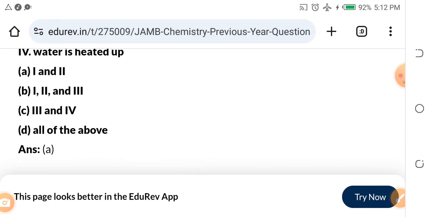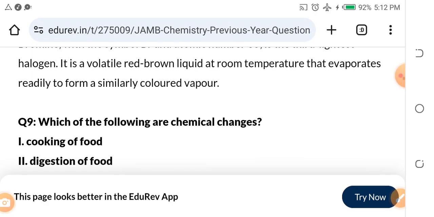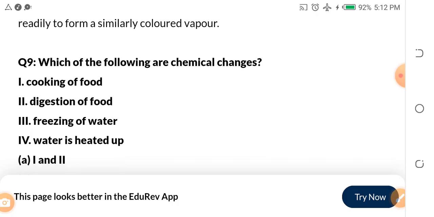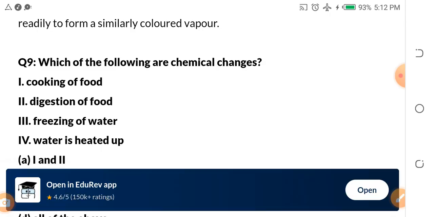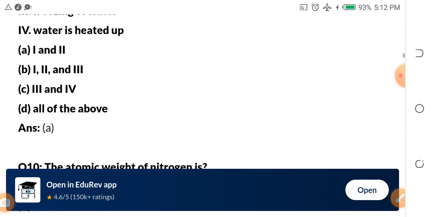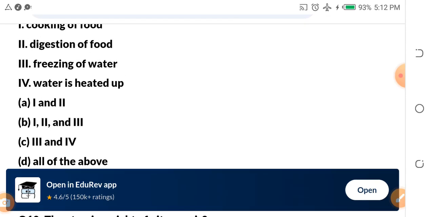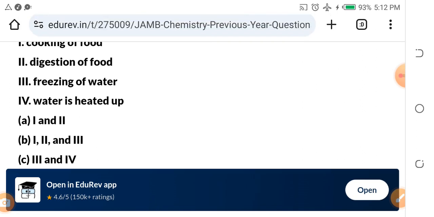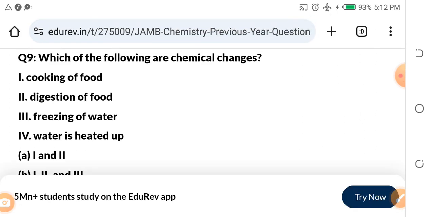Let's look at question number 9. Which of the following are chemical changes? I. Cooking food. II. Digestion of food. III. Freezing of water. IV. Water is heated up. The answer actually is A. I and II. Cooking of food and digestion of food are chemical changes.